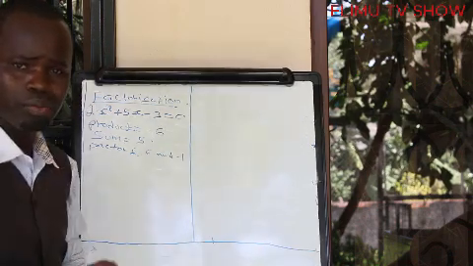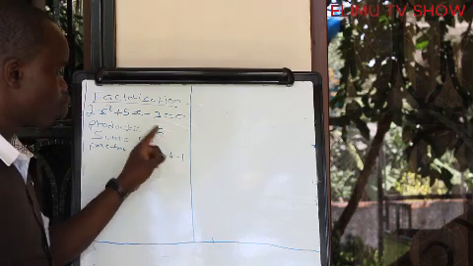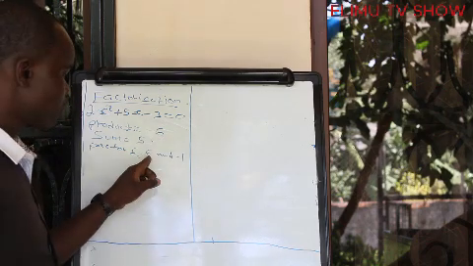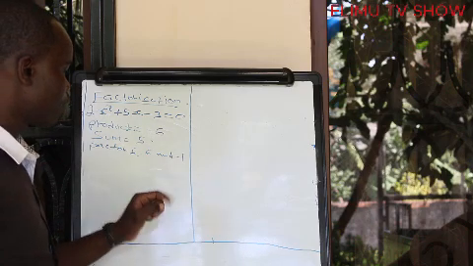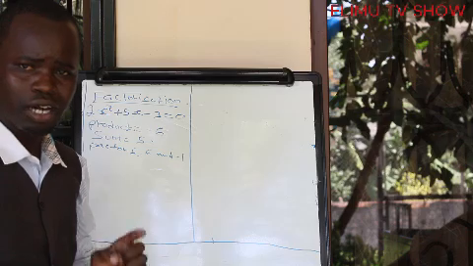Let us try this, my viewers. If you take 6 and multiply it by negative 1, you are going to get negative 6. If you take 6 and add it to negative 1, you are going to get 5. That's what we mean by the factors.